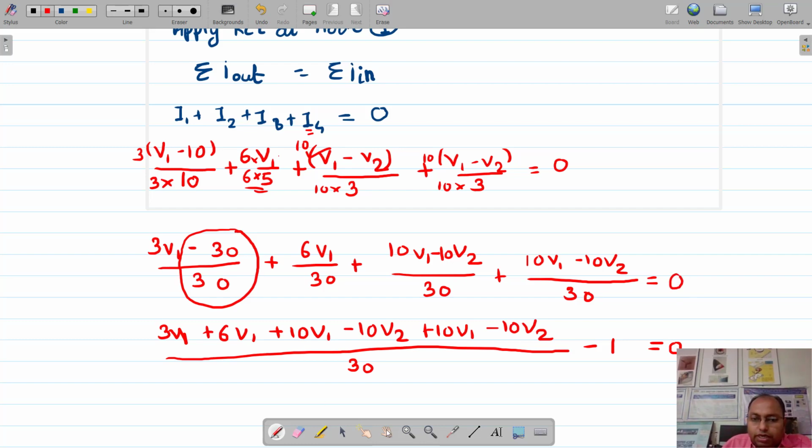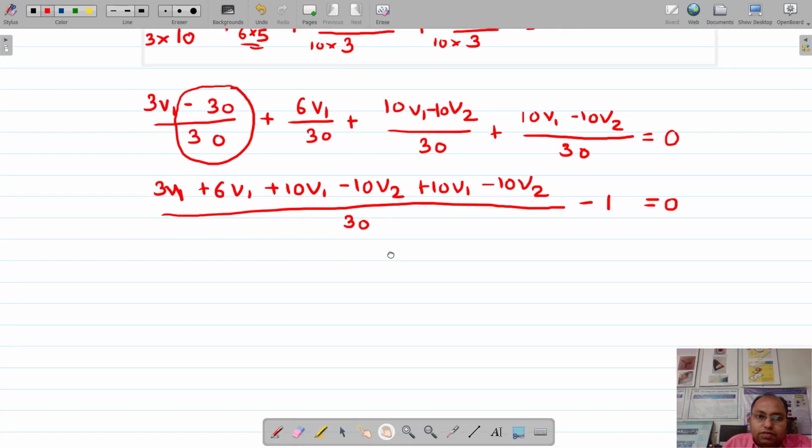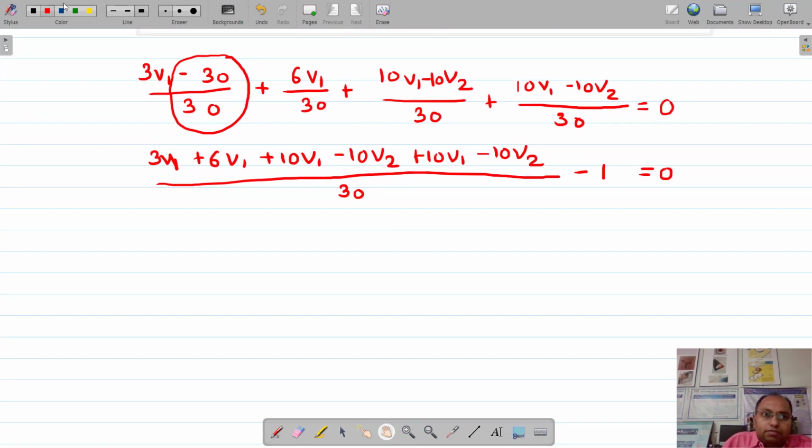Yes or no? Okay. Now let us rearrange the terms. Fine. Now pull up the terms of V1. How much will it be? 10 plus 10, it is 20. 20 plus 6, 26 plus 3, 29. So is it coming as 29 V1? Is it right? 3, 6, 10, 10. Only these 4 terms are there, right? So 10 plus 10, 20, 20 plus 9, it is 29, right?